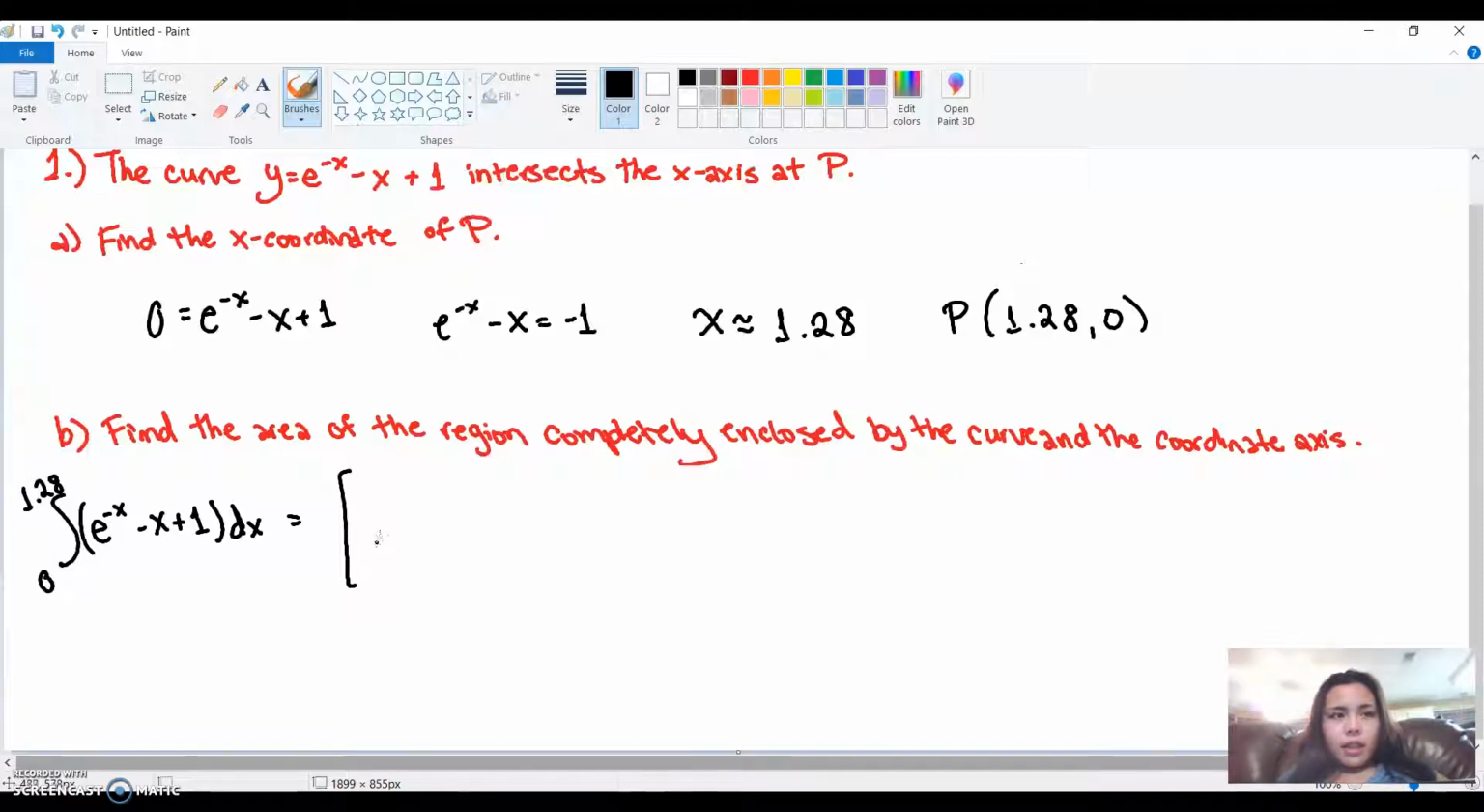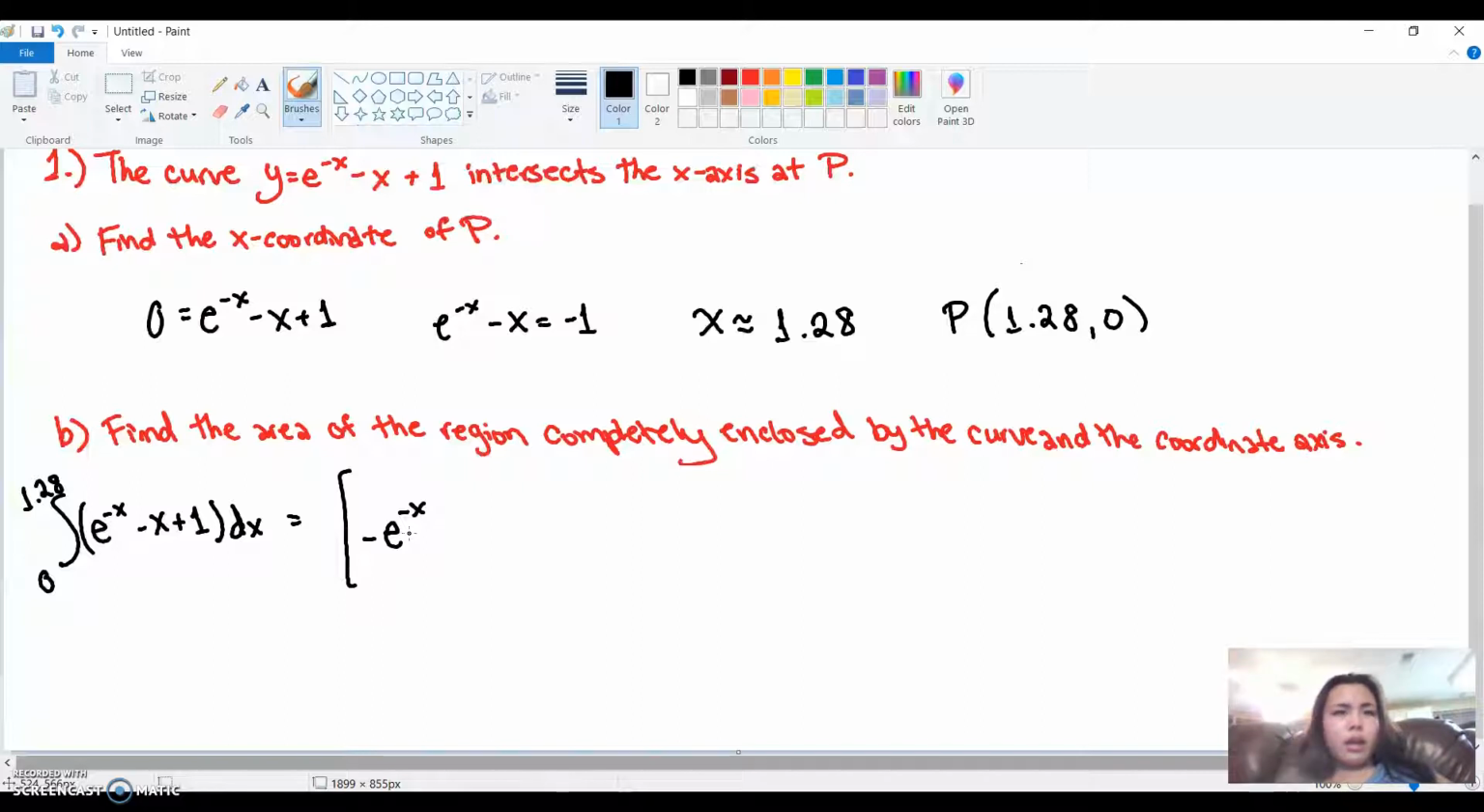So first, let's find the antiderivative of e to the negative x. Remember, the antiderivative of e to the x is just e to the x. The antiderivative of e to the negative x is e to the negative x, and we need to divide that by our coefficient negative 1. E to the negative x divided by negative 1 equals negative e to the negative x.